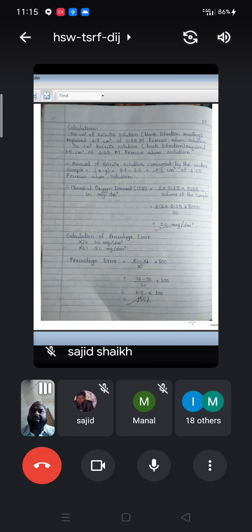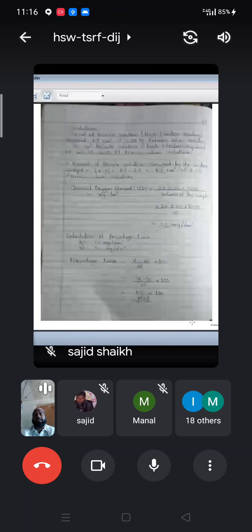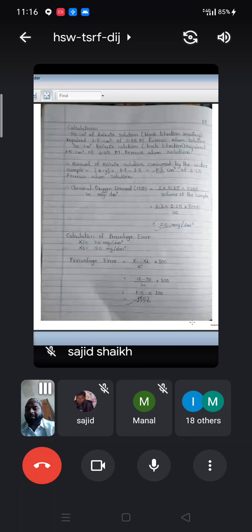COD is calculated in milligram per dm³, which is equal to Z, where Z is nothing but the difference between the back titration and the blank titration. We take the difference between the blank and the back titration, then multiply that difference by 0.25, the concentration of the ferrous alum solution, into 8000 divided by the volume of the water sample, that is 20. We divide by that 20 and we will get the COD. That COD will be 20 milligram per dm³.